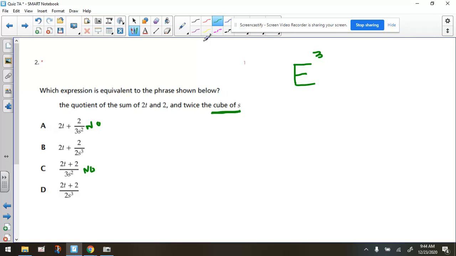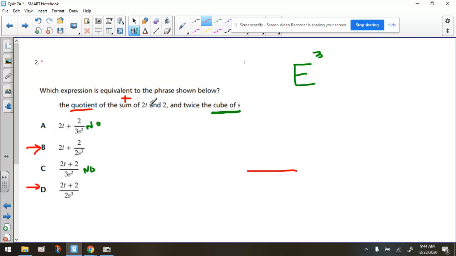All right, so now let's make sure we know what quotient means. Quotient means divide. Now we're going to have some stuff above the fraction bar, and what we're dividing it by is the stuff below the fraction bar, and that's kind of how they're representing it here in our answer choices that are left, because we're going to take a closer look at B, and we're going to take a closer look at D. All right, so then they say the sum of 2t and 2. Now remember, sum means add.